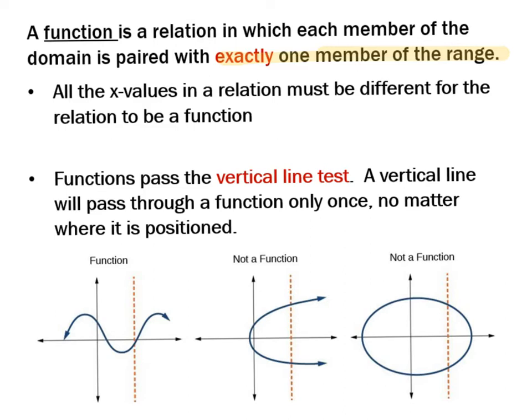All of the x values in a relation must be different for the relation to be a function, is one way to test this. The other way to test this is that the function must pass the vertical line test. A vertical line will pass through the function only once, no matter where it's positioned. So if we look in the example on the left, this vertical line passes through the function once. For the other two examples, the vertical line passes through it twice, so it's not a function.